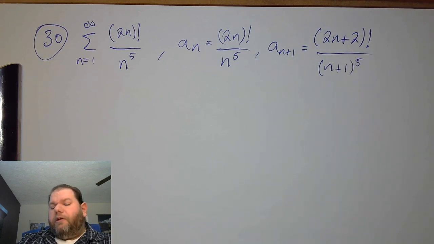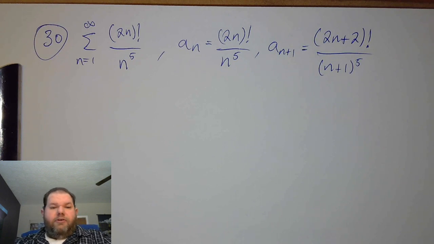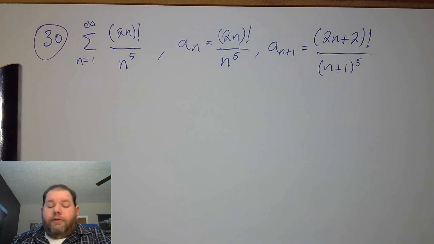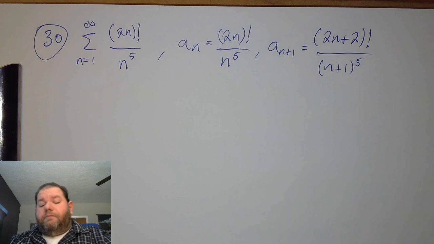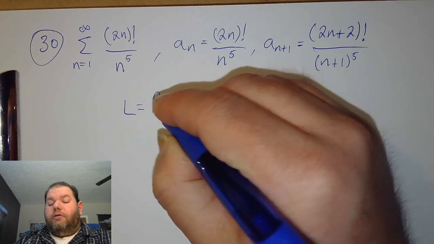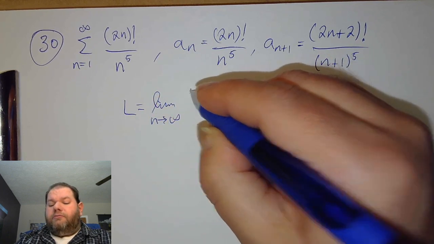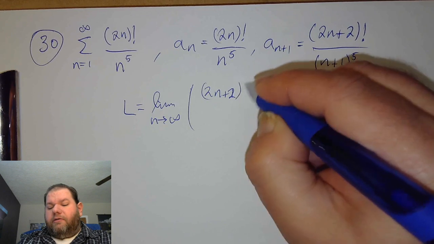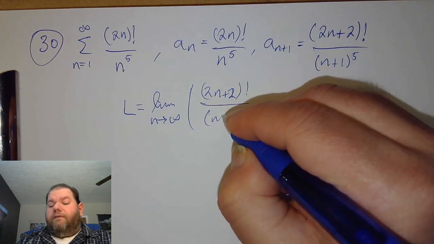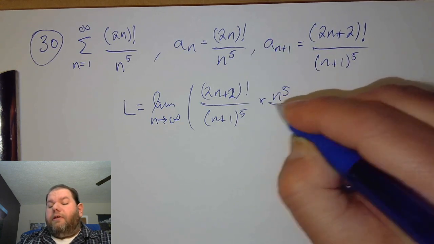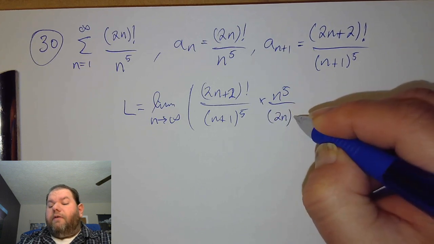So in this example, I wanted to make sure that this was demonstrated. Also, it's another opportunity to look at a factorial problem. Let's set up L. n plus 1 to the fifth. Then flip this one over, so n to the fifth over 2n factorial.